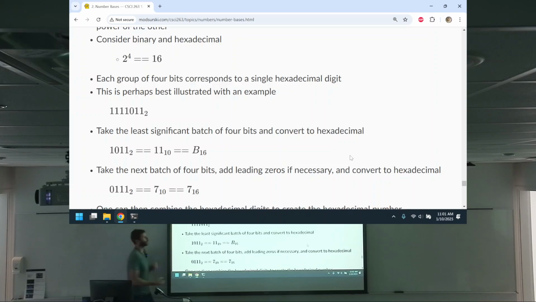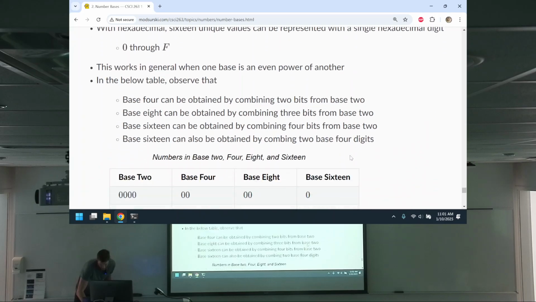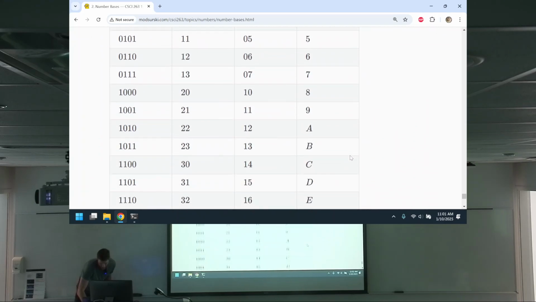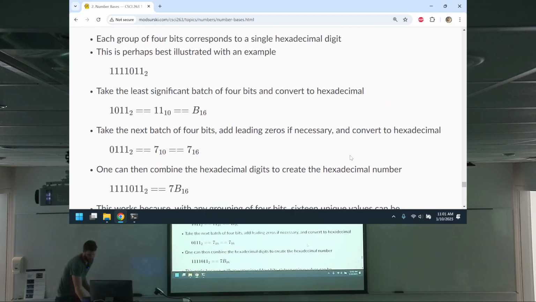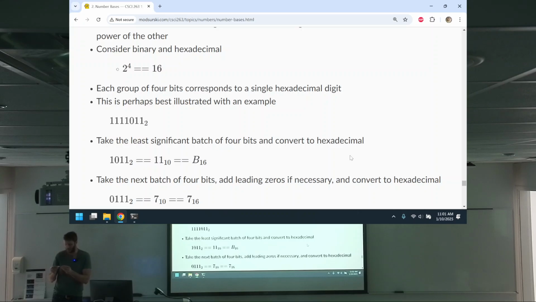So a group of 4 bits, in fact, that's not a coincidence. A group of 4 bits can easily be represented as a single hex number. Think about it. How many do you need? Let me just draw it out anyways. Okay, let me finish this thought before I get ahead of myself.